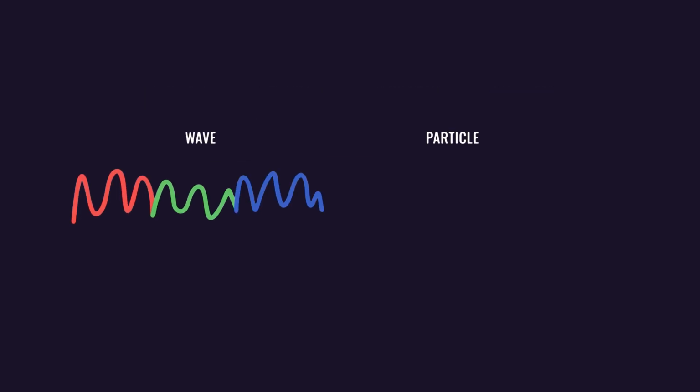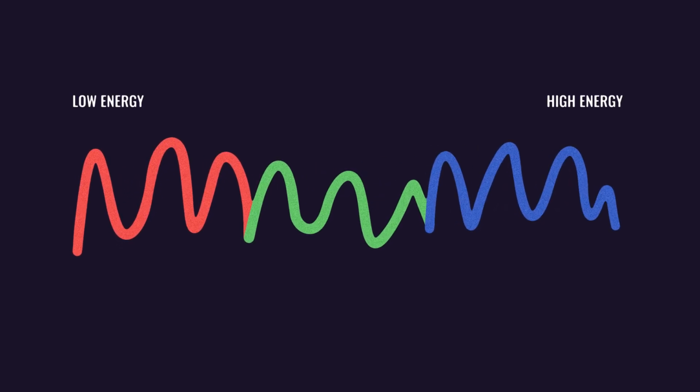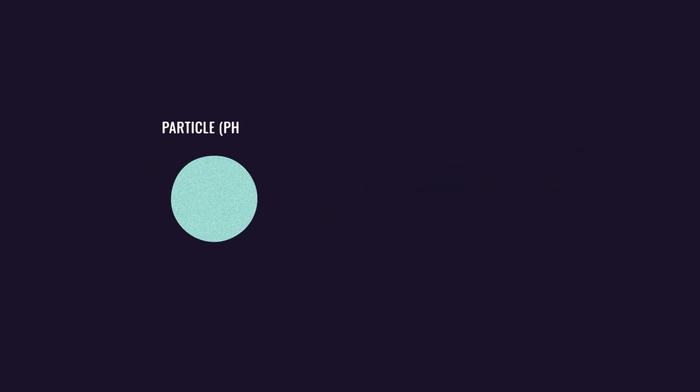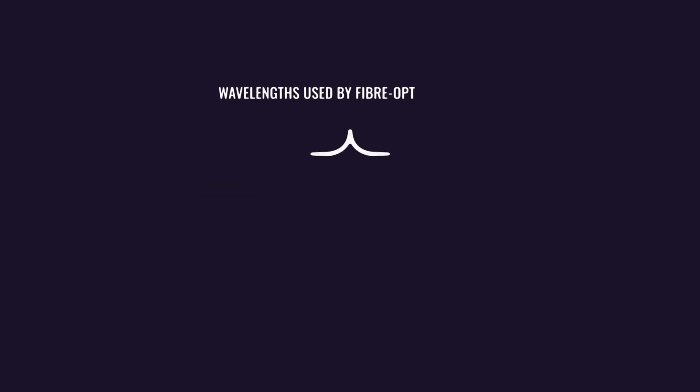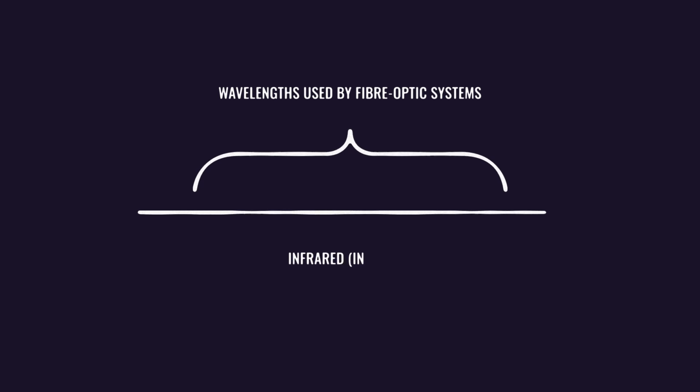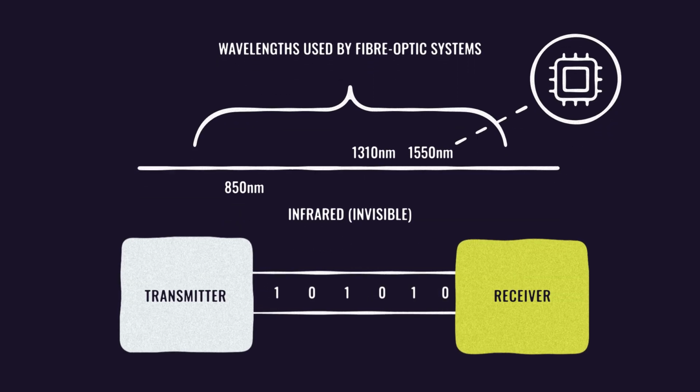Light can be described as a wave and a particle, a photon. A wave is described by its wavelength, which corresponds to different colors for visible lights. And each photon has a certain energy. The wavelength is inversely proportional to the photon's energy. Optical communication systems mainly operate at three wavelengths: 850, 1310, and 1550 nanometers to minimize signal losses. The choice of the system's wavelength determines the semiconductor devices used in the transmitter and the receiver.